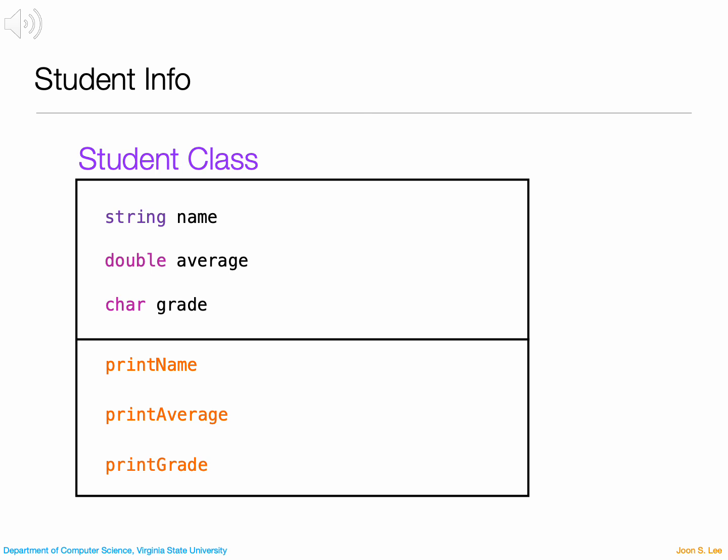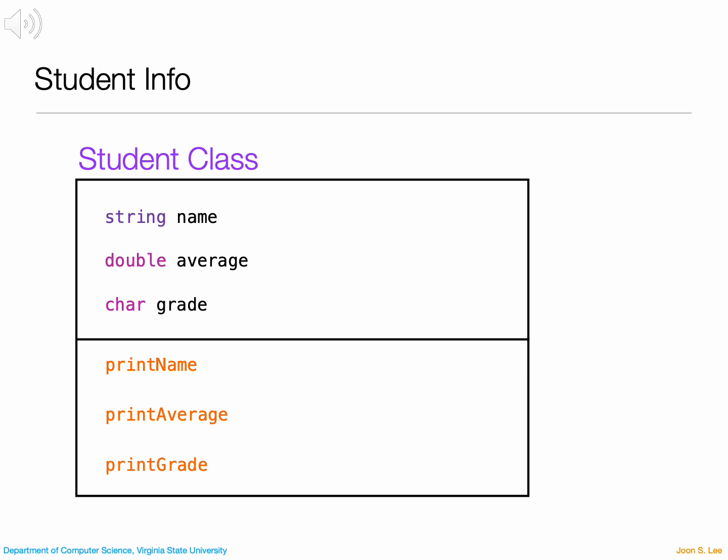What's important here is that each method operates on the data that belongs to the same object. That means a student object doesn't just have data, it also knows how to work with that data. This keeps related data and behavior together in one place. If we ever want to change how student information is displayed, we only need to update the methods inside the class. This design makes the code easier to understand, easier to modify, and less likely to break.